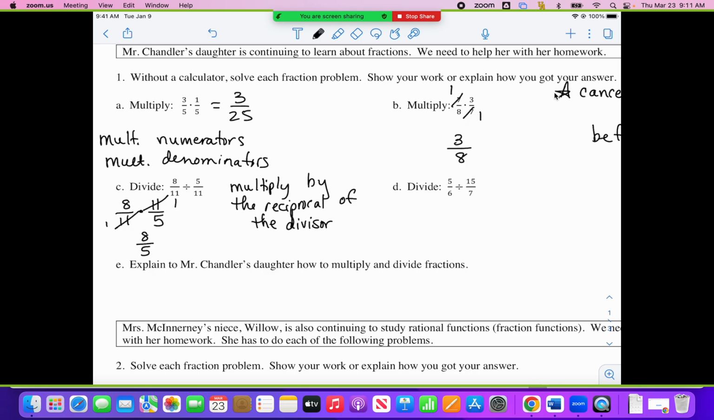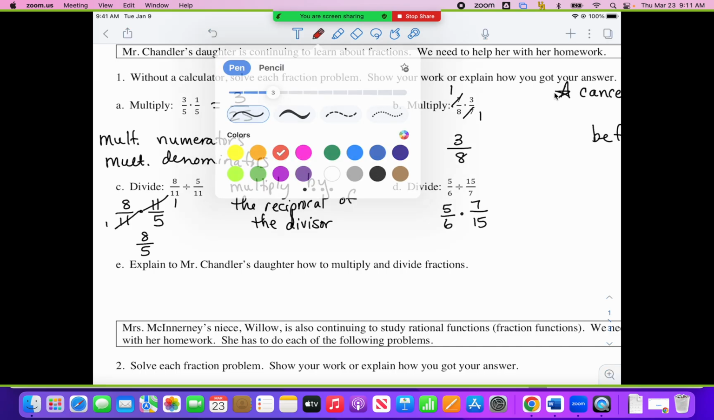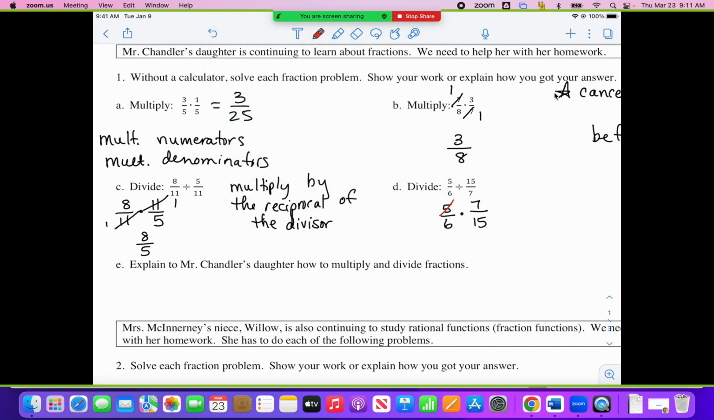All right, so then how about letter D? You're going to take 5 over 6 times 7 over 15. So watch what I'm going to do. 5 goes into 5 once. 5 goes into 15 3 times. So 1 times 7 is 7. 6 times 3 is 18.